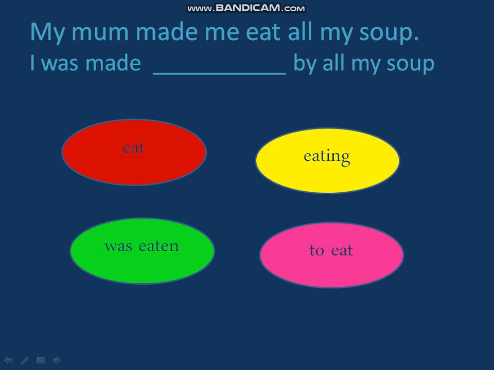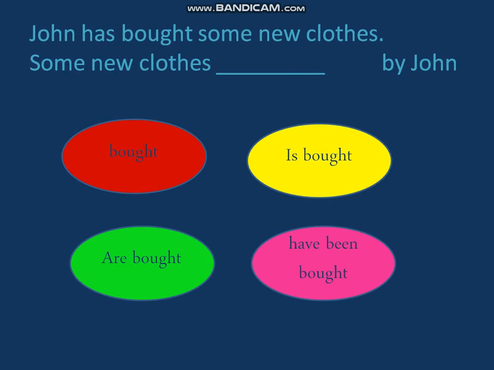My mom made me eat all my soup. I was made. Here the verb made in the active form is followed with bare infinitive, but in the passive form it is followed with full infinitive, so it will be: to eat all my soup. John has bought some new clothes. Some new clothes have been bought. Well done. Have been bought.